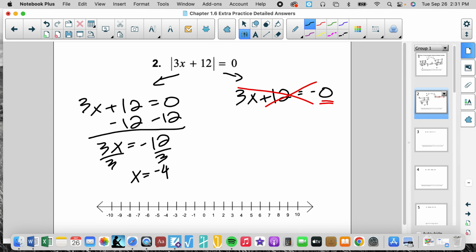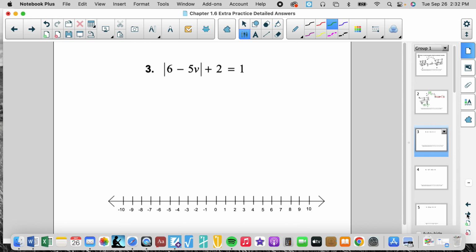Let's test it and check our answer. So if we plugged in a -4, we get -12 plus 12 equals 0. Absolute value of 0 is 0. So -4 is my solution. I'm going to graph it with a dot over -4. Perfect.